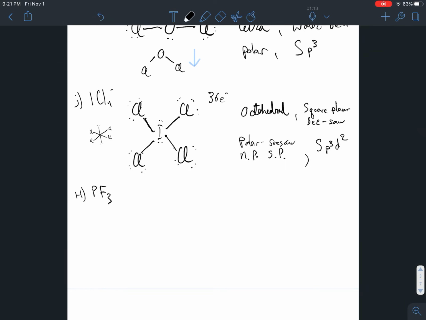Okay, PF3. Phosphorus, fluoride, fluoride, fluoride. Okay, let's draw the things on the fluorides. Okay, phosphorus has 5 electrons. Let's draw 1, 2, 3, 4, 5. And then let's just kind of connect the dots and see if the octet rule holds. Okay. Wow, the octet rule actually does hold. There's no expanded octet. I think everybody's happy like that.